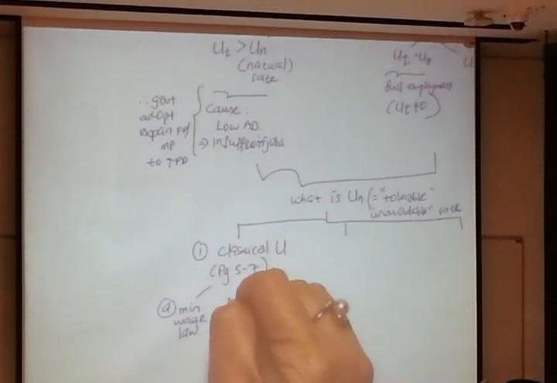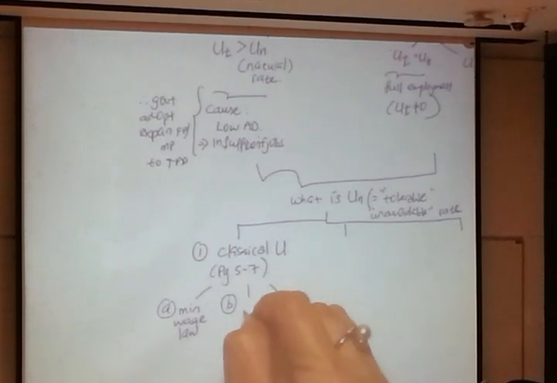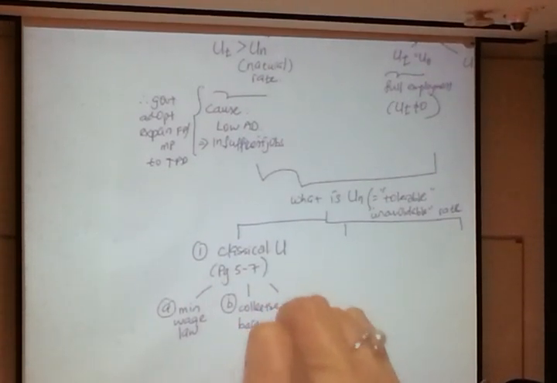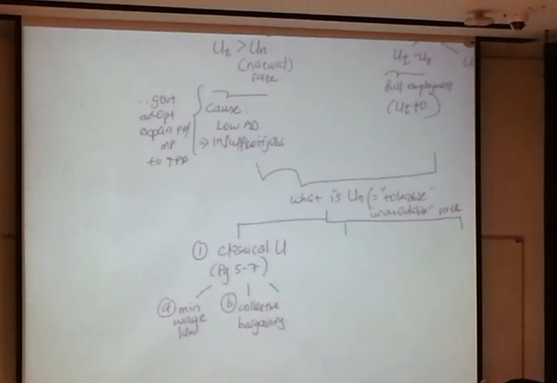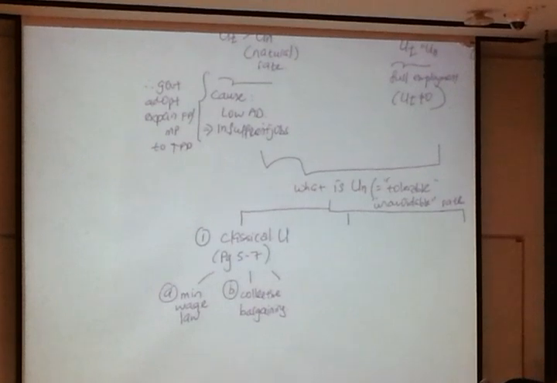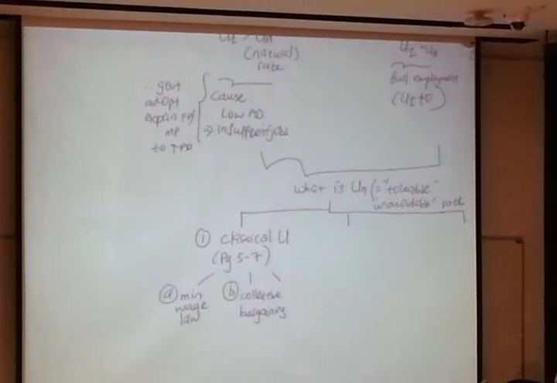Now, the second reason why there is classical unemployment is collective bargaining. The very famous collective bargaining situation was the SMRT bus drivers. They went on strike, remember? They went on strike for two days. So they actually pushed up wages.